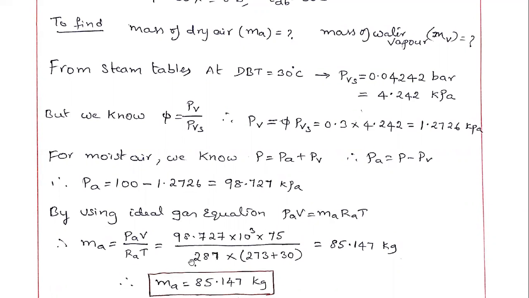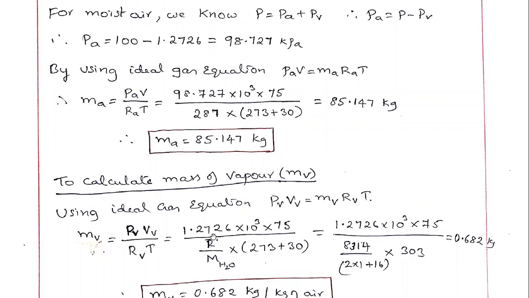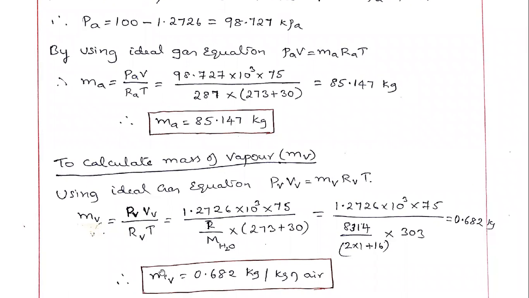We know R for the air is 287, and the temperature is the dry bulb temperature in Kelvin. Substitute, and we will get the mass of the air. Next, to calculate the mass of the vapor, again substitute in the ideal gas equation for the vapor. Substitute Pv, the vapor pressure; the total volume remains the same. R is, as we have already seen, Rv for the vapor, and T is the dry bulb temperature in Kelvin. So we will obtain the mass of the vapor as 0.682 kg. The mass of the dry air is 85 kgs, but the mass of the vapor is just 0.682 kg. That means the moisture content will be very less. Thank you.